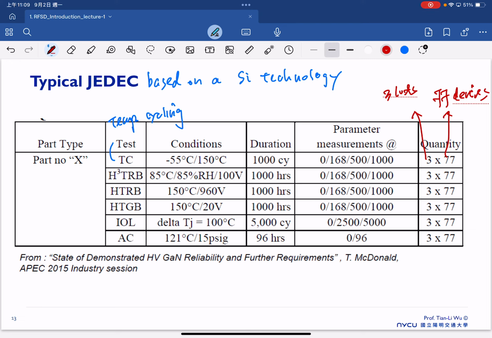We have an H3TRB. H3 means high temperature, high humidity, and high voltage. Also, we would stress the device for 1,000 hours to make sure the device is still functional and the characteristics don't shift. And the most often used here are HTRB and HTGB. So HTRB, the full name is high temperature reverse bias.